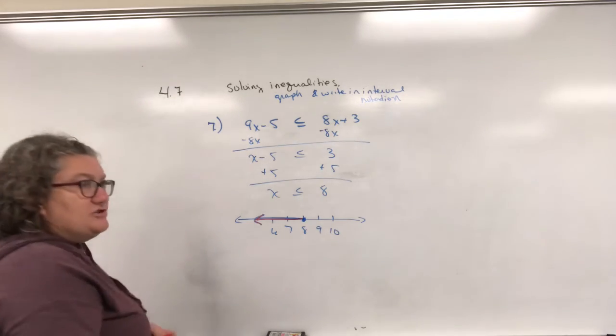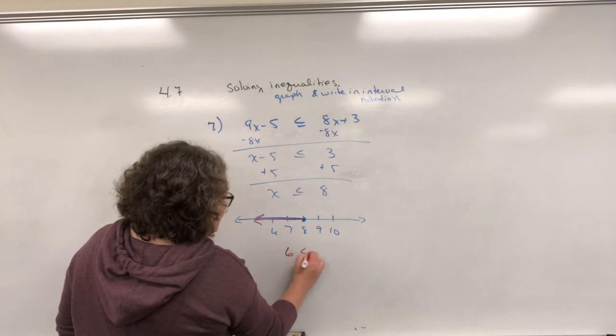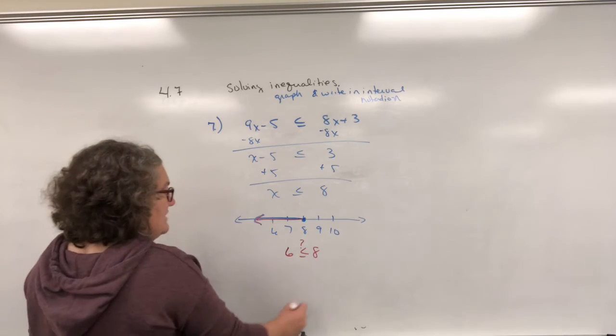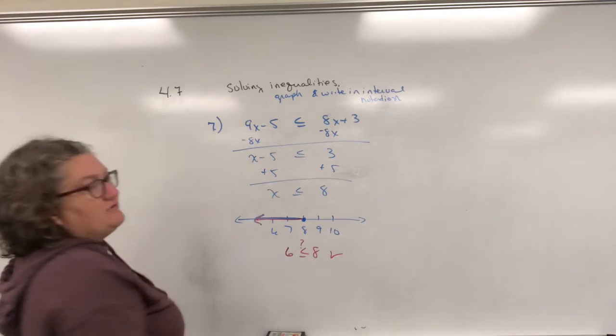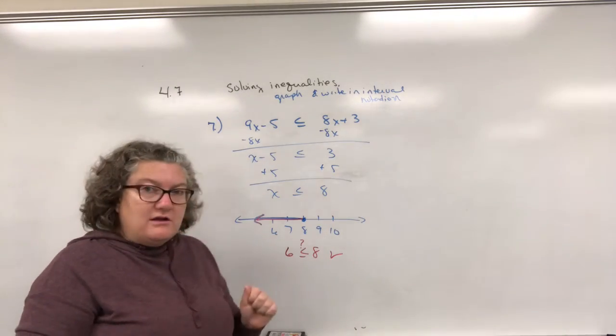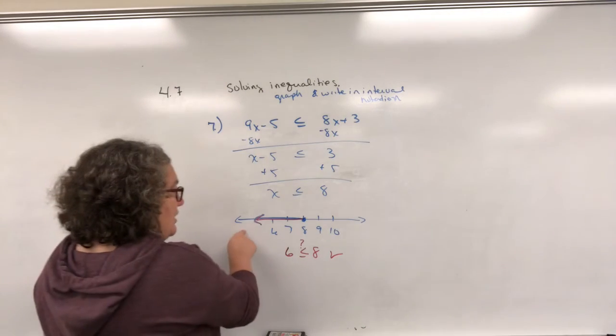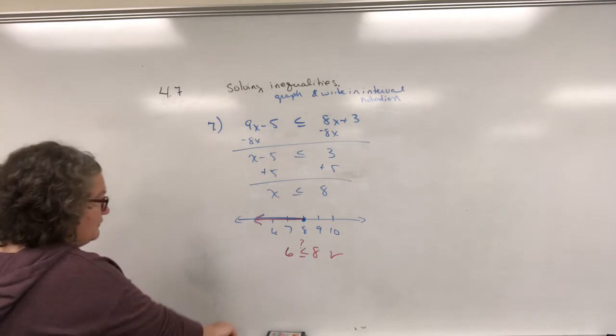But I want you to test it. Test the point. Pick one. Say 6. Is 6 less than or equal to 8? Is that a true statement? Yes, then yes, we graphed it correctly. It does not take long to just pick a number and throw it in there and see if it works. All right, the last thing is interval notation. I said it's always easier to graph it first and then write interval notation.